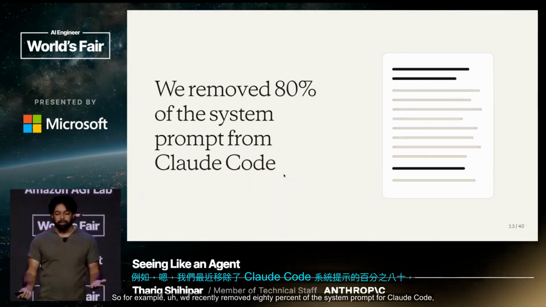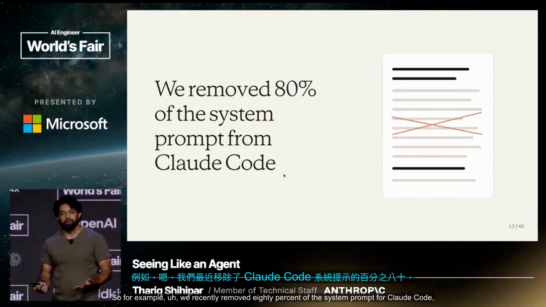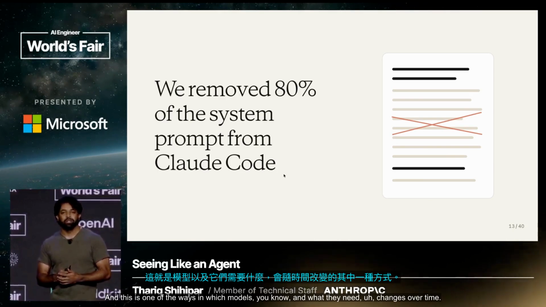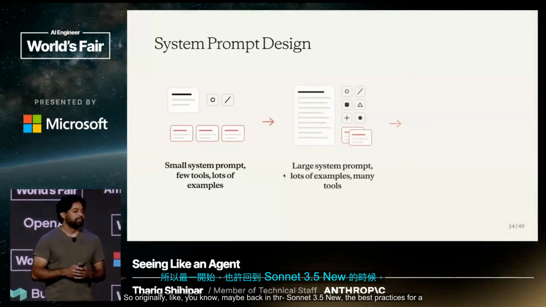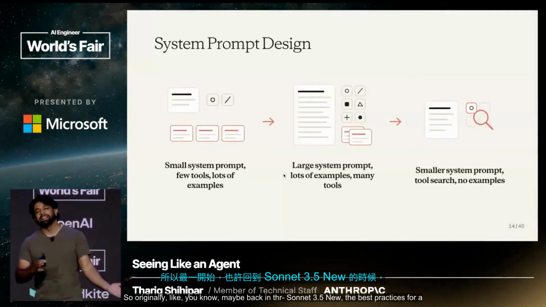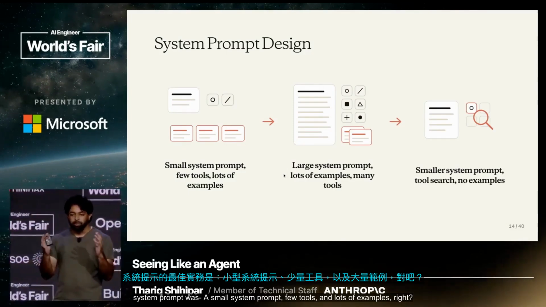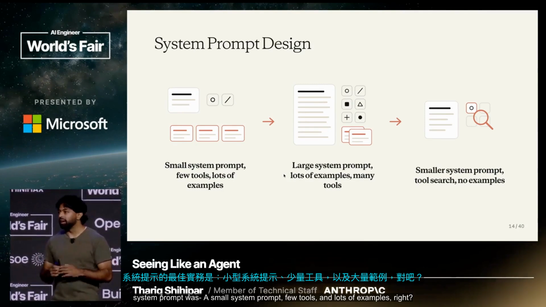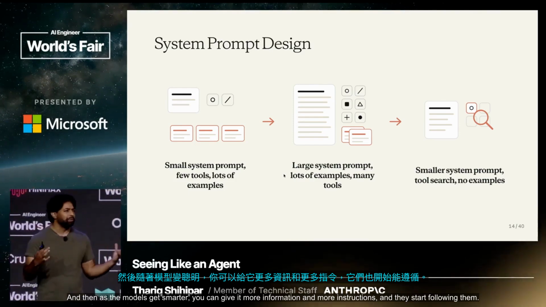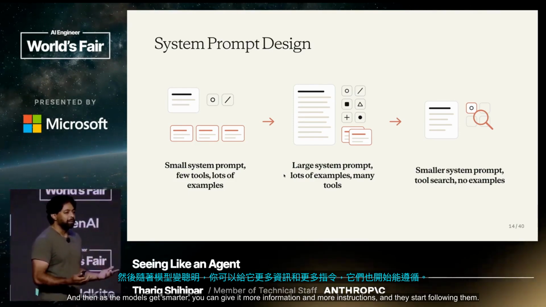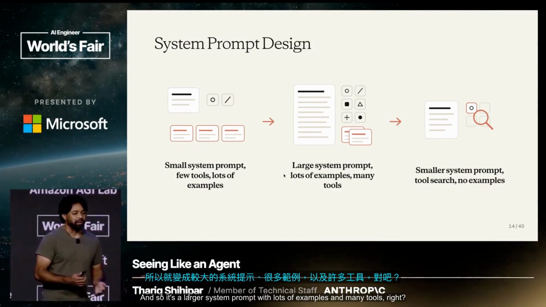So, for example, we recently removed 80% of the system prompt for Claude Code, right? And this is one of the ways in which models, and what they need, changes over time. So originally, maybe back in Sonnet 3.5 new, the best practice for a system prompt was a small system prompt, few tools, and lots of examples, right? And then as the models get smarter, you can give it more information and more instructions, and they start following them. And so it's a larger system prompt with lots of examples and many tools, right?